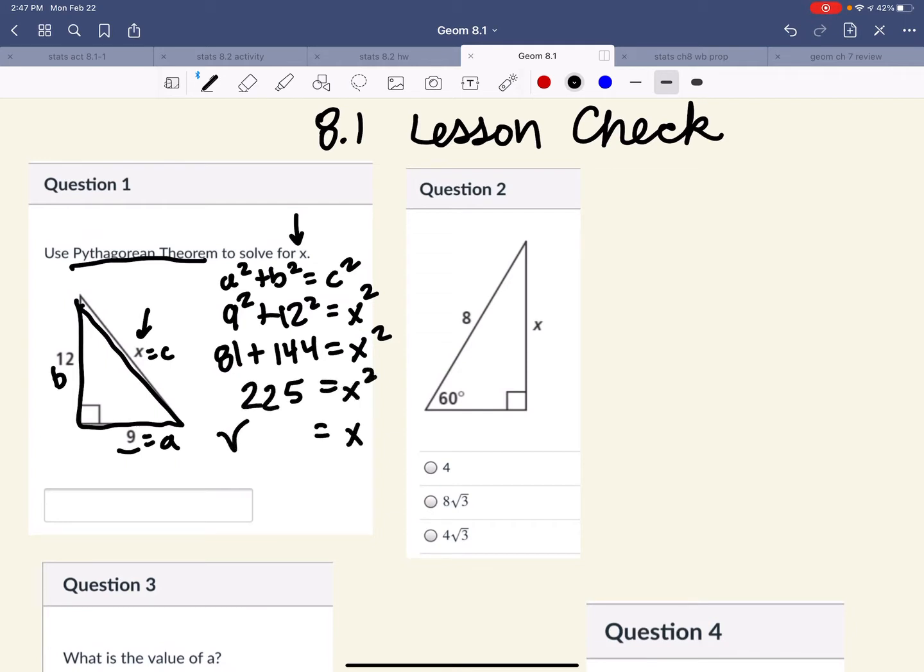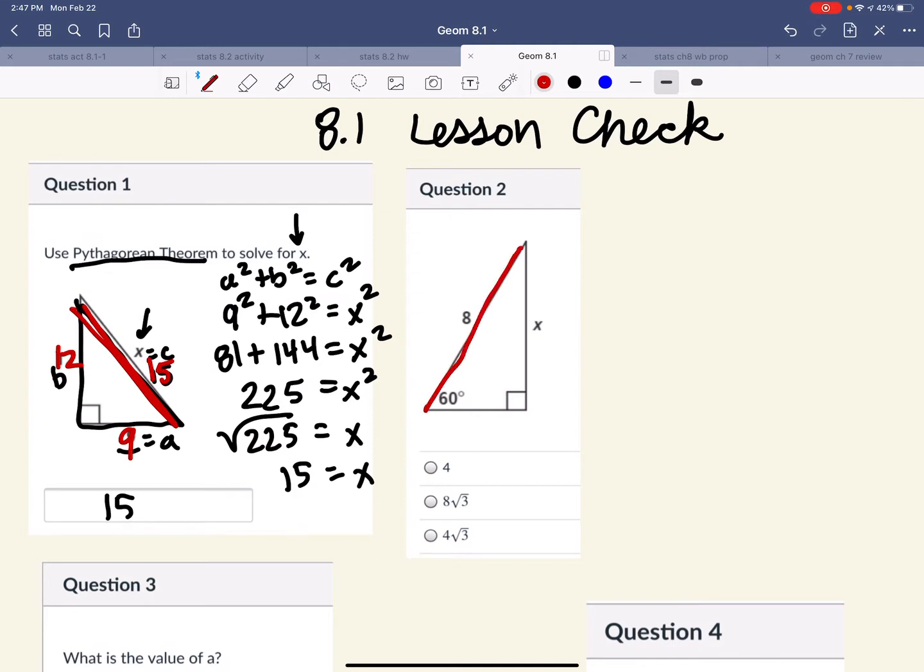So we take the square root and we get 15 and we plug this back in to see if it makes sense. So does that make sense that the small side's 9, medium is 12, and the longest side is 15? And the answer would be yes, that does make sense.